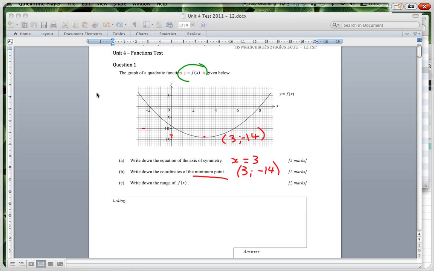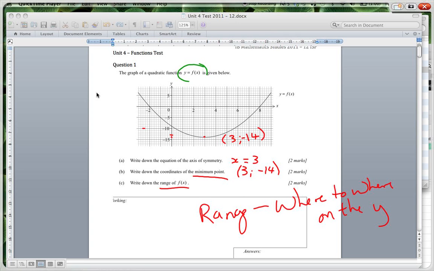And then looking at the range. Now what is the range? Range is from where to where on the y. Alright, so where does it start? What's its starting point? Its lowest point, if you go here, is -14. So it's just y is greater than or equal to -14. Okay. Alright, so that's 6 marks for that one. Okay, Anthony, that's all pretty familiar, you've seen all of that before.